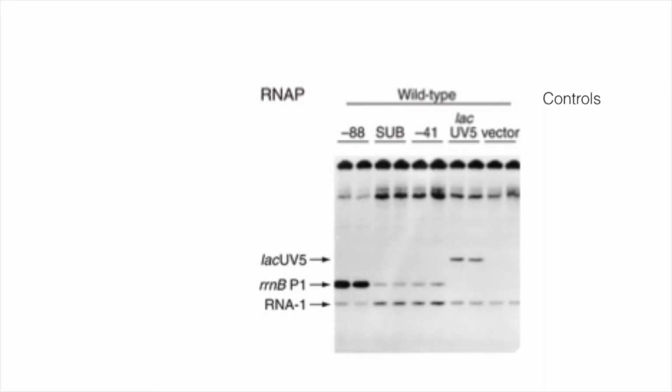Controls. Every experiment has them. These are the controls for this experiment. First, the vector. What this lane is showing you is the plasmid without any promoters being inserted. And we can see that transcription is occurring based on these bands here.